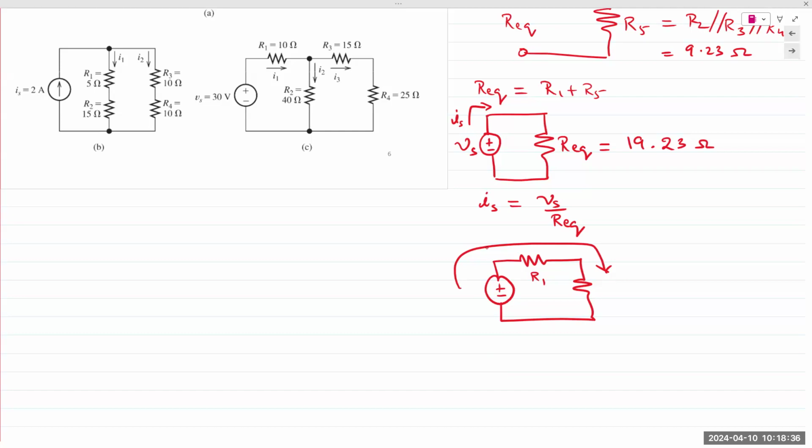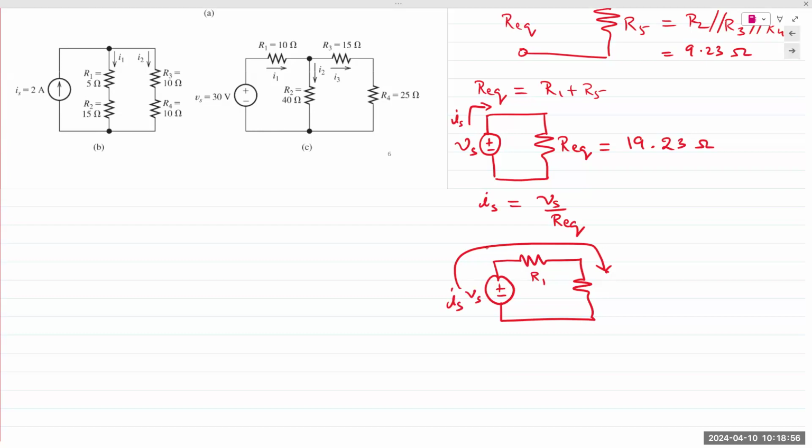So point of entry for a resistor is always positive. For a supply, it goes from minus to plus. Right? For a supply, it goes from minus to plus because it's supplying. Otherwise, our equations would never balance out. So current goes from minus to plus for a supply.